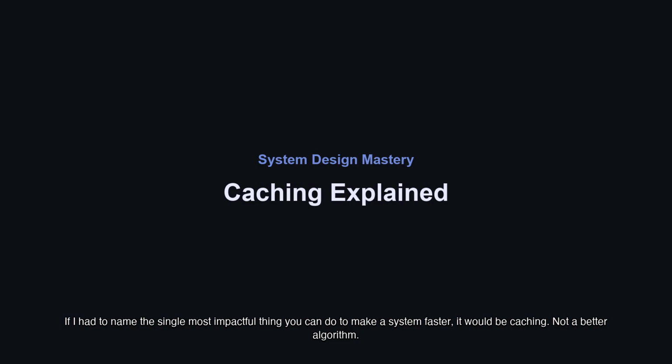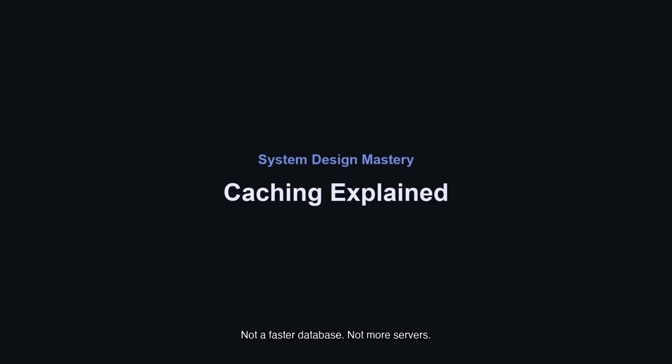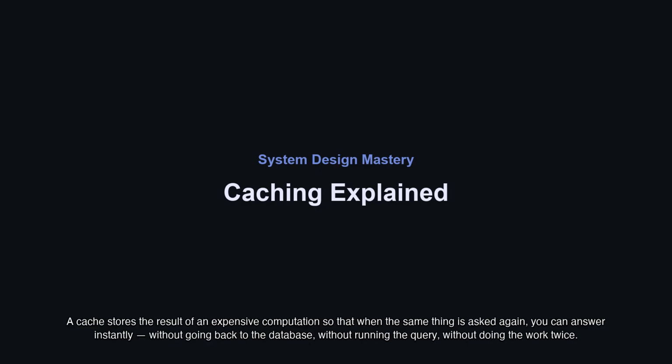If I had to name the single most impactful thing you can do to make a system faster, it would be caching. Not a better algorithm, not a faster database, not more servers. Caching. The reason is simple. The fastest operation is the one you never have to do.